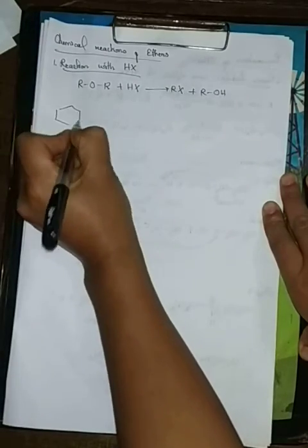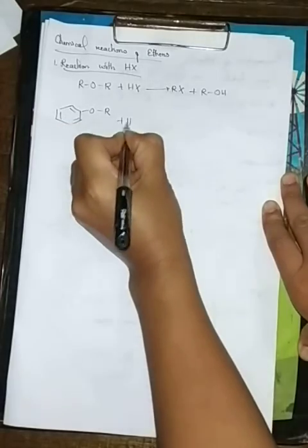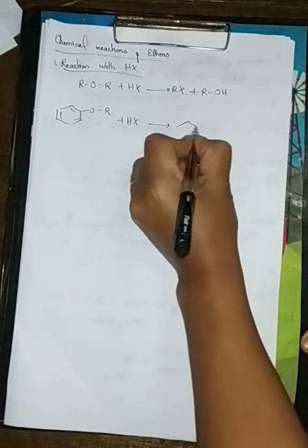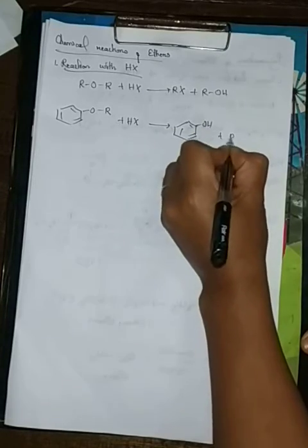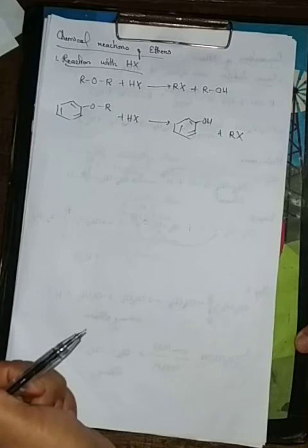Now, if we have OR, alkoxybenzene, it also reacts with hydrogen halides to give us phenol along with RX. An alcohol along with a haloalkane is generated when our ethers react with our hydrogen halides, that is HX.